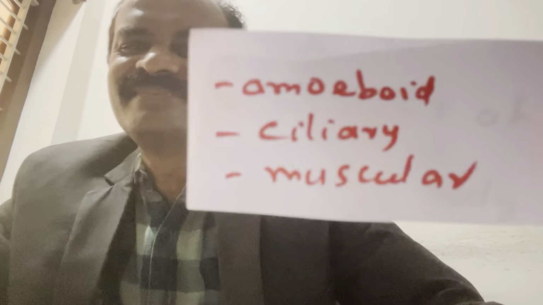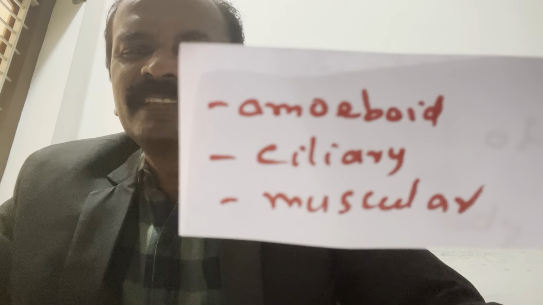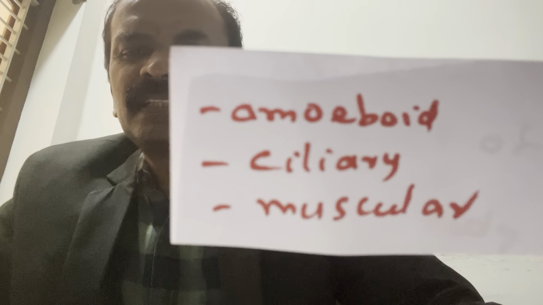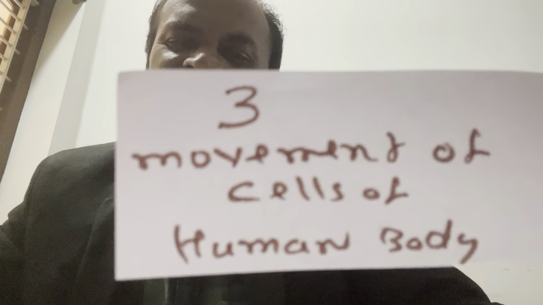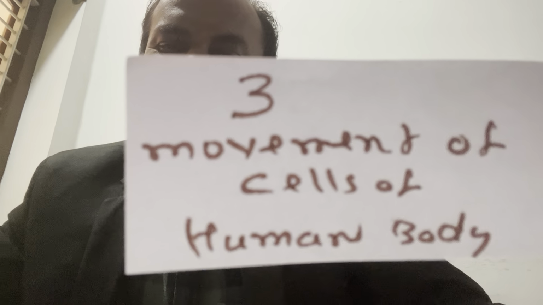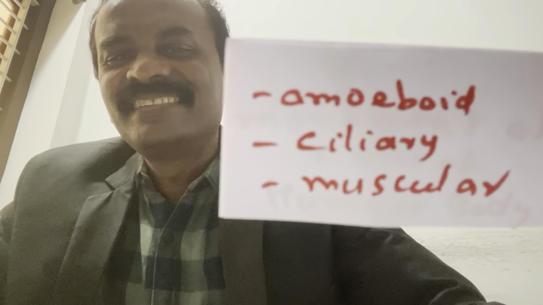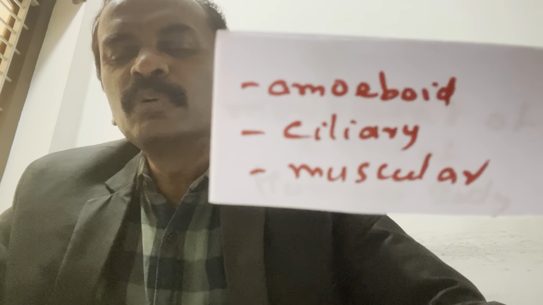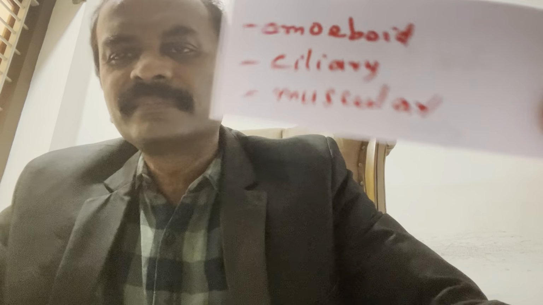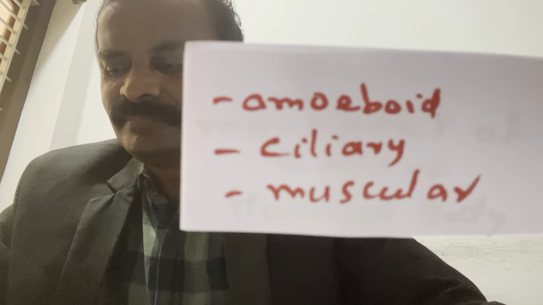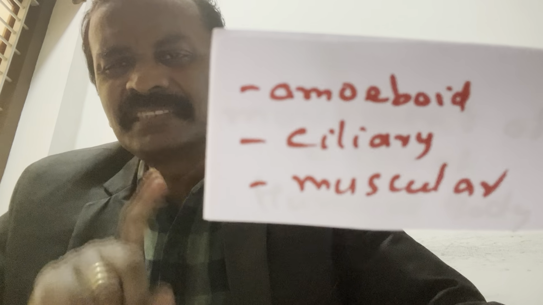Amoeboid, ciliary, and muscular. See, the word is human body, cells. Read, memorize. The question is important. So in human body also there is amoeboid movement, like amoeba. Amoeboid movement, ciliary movement, and muscular movement. How to remember these?